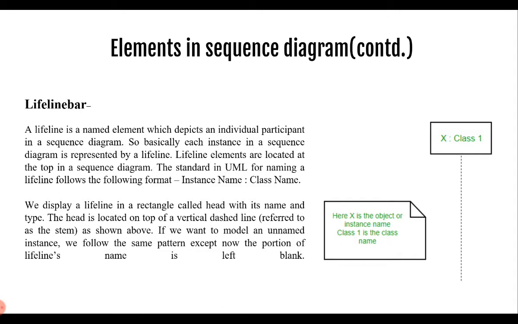The next is the lifeline bar. So this lifeline is a named element which depicts an individual participant in a sequence diagram, which is basically the object or the class. Each instance in a sequence diagram is represented using a lifeline, and these lifeline elements are located at the top in a sequence diagram. The standard in UML for naming a lifeline follows the format: instance name colon class name.